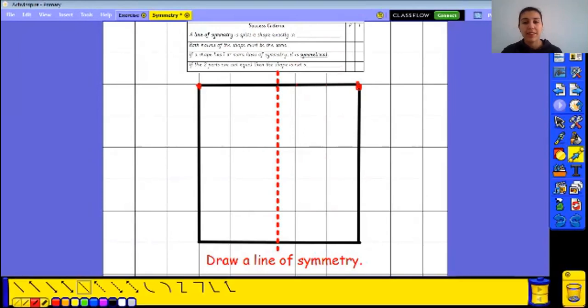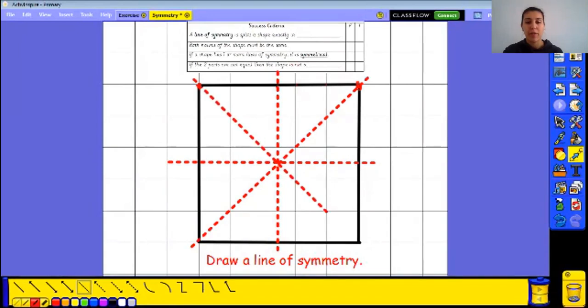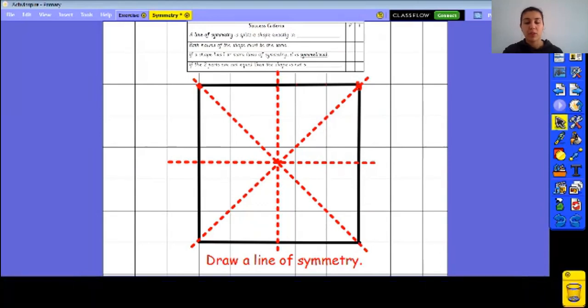But it is a square, it is a regular shape. So that means that if I can fold it that way, then I must also be able to fold it this way because all of my sides are the same. But squares can also be folded diagonally and they would match up. And if they can be folded diagonally this way, then they can also be folded diagonally this way as well. So a square actually has 4 lines of symmetry.